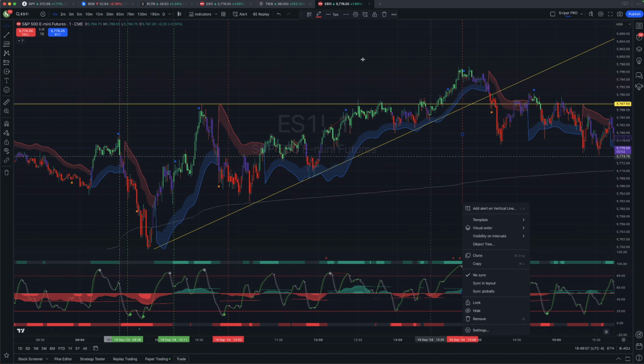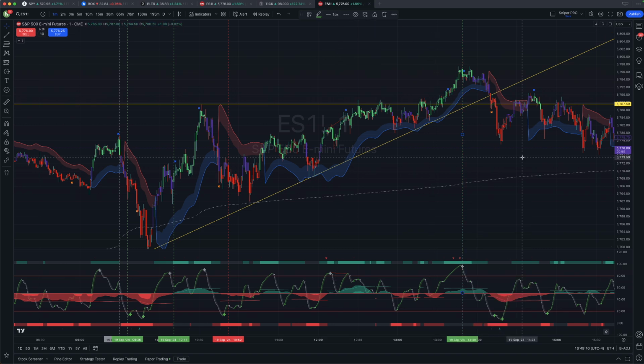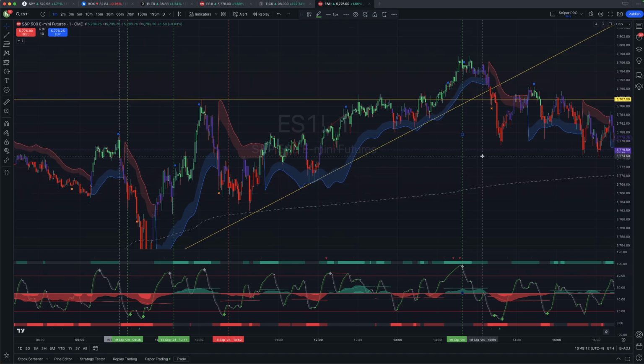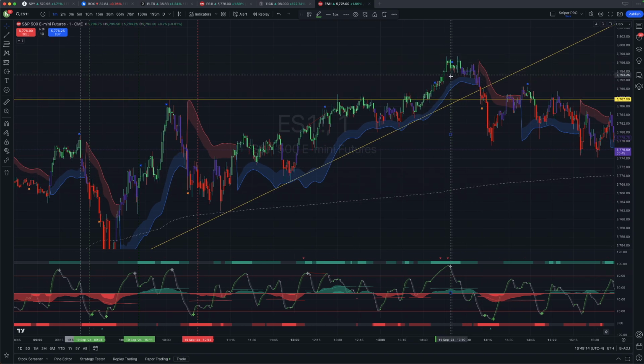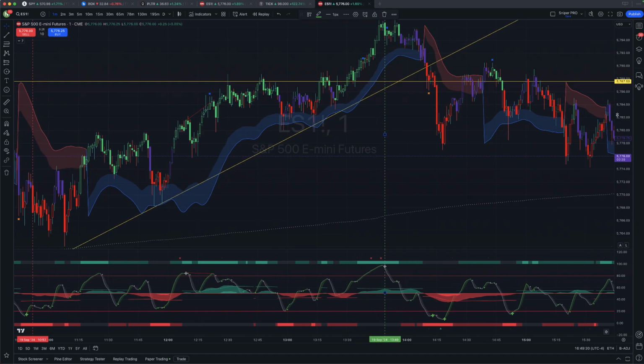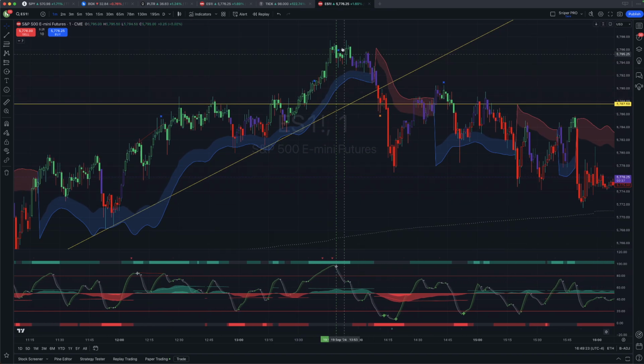And I'm going to make this green because this was a profitable trade. As we came up into this spike high, we made that spike high. And as you can see, if I get a little bit closer to it, we made that spike high. We even got an exit signal from this long.